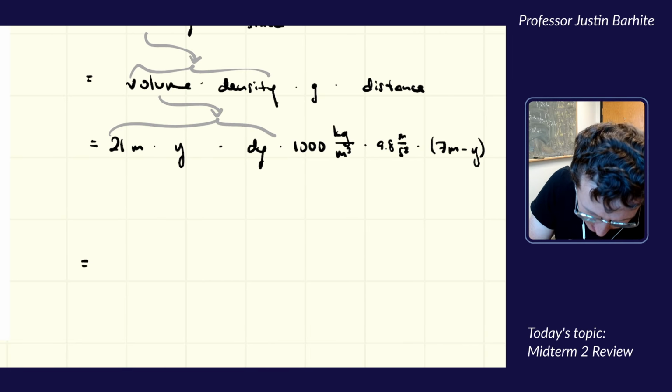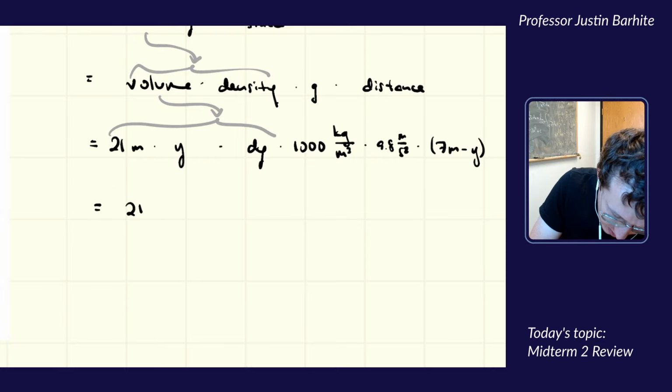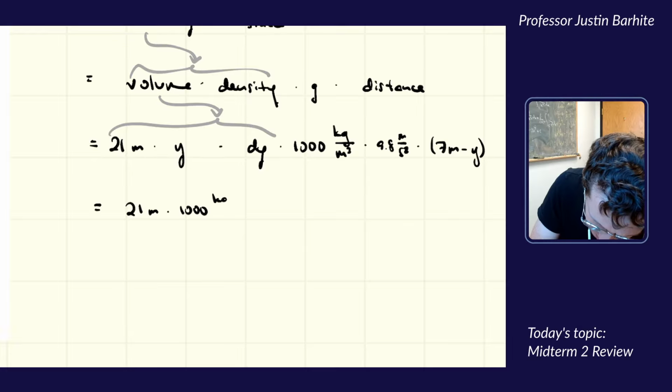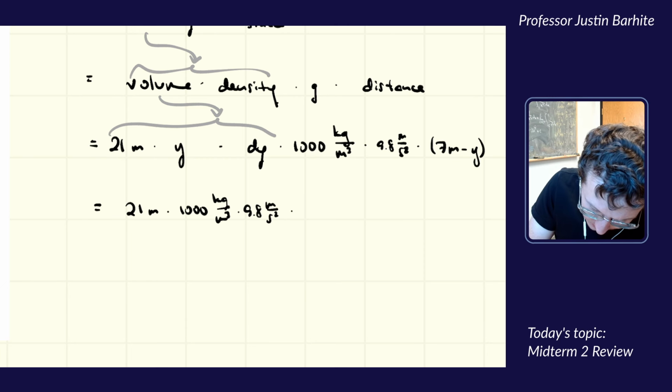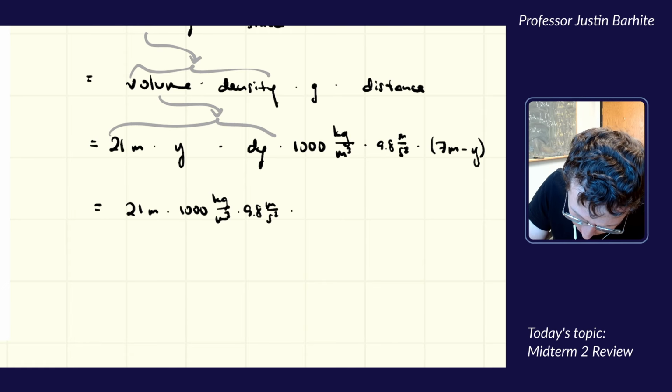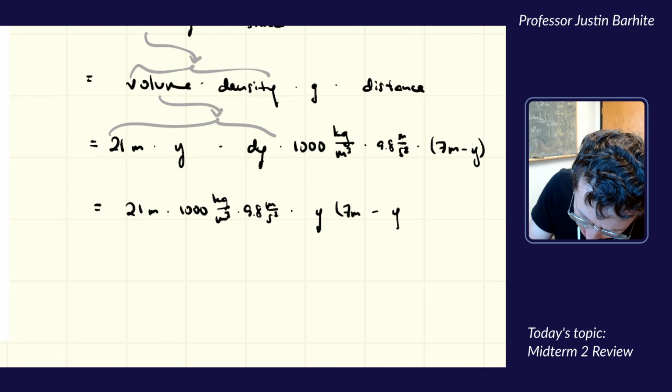So if we gather all of the constants out front, I've got 21 meters times 1,000 kilograms per meter cubed times 9.8 meters per second squared. And what am I left with? I have y and 7 meters minus y dy.